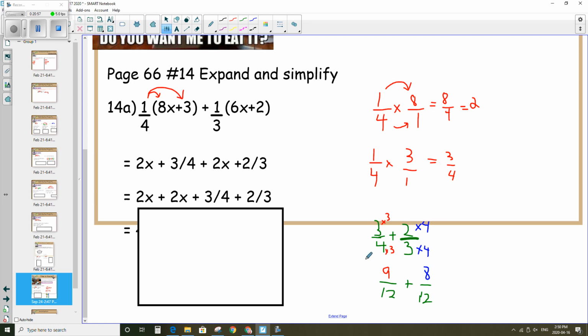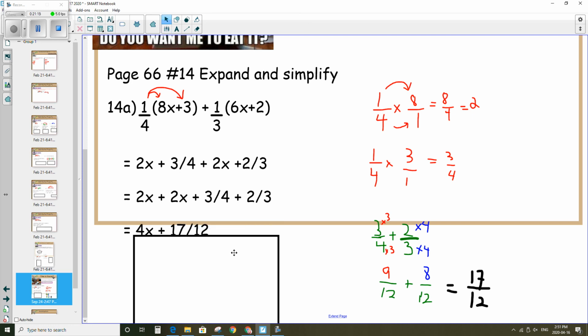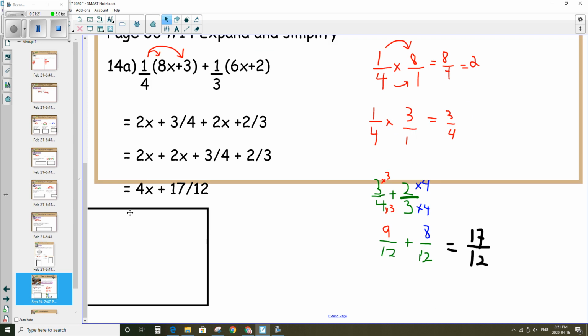Now you've got the same denominator for each of those fractions. So now you can just add the two top numbers. So 8 plus 9 is 17. And the bottom numbers you don't add. You just leave the denominator that you had used. So that's how you add fractions that don't have the same denominator. And that's it.